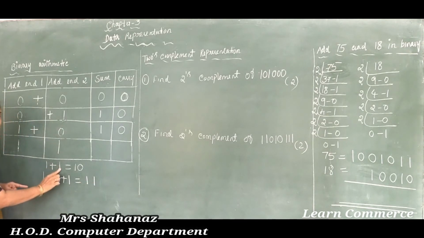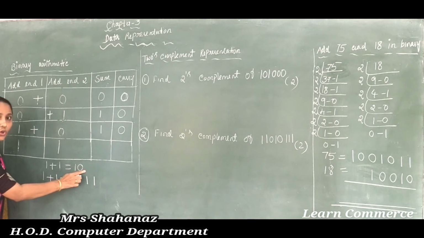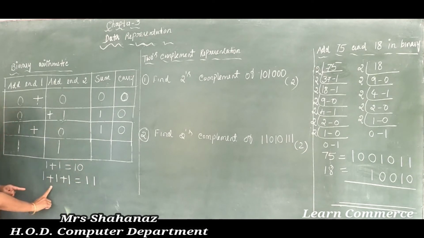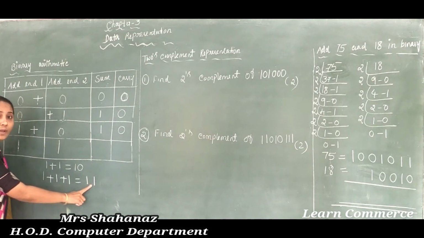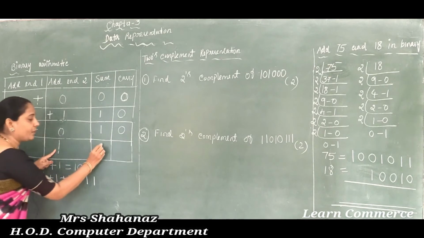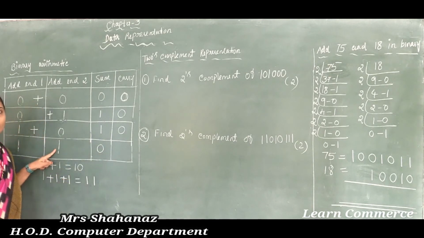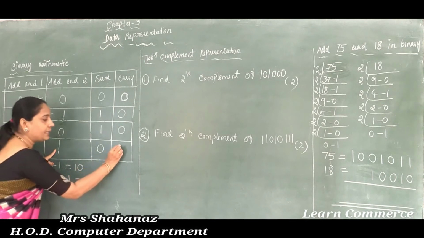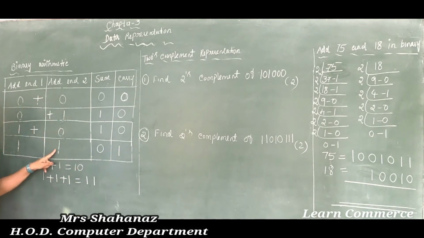When you go to do binary arithmetic calculation, 1 plus 1 is equal to 10 here, and also we can say that 1 plus 1 plus 1 is equal to 11. Now you have to add 1 plus 1, as we know that in our sum column we need to write 0. Correct? We need to write 0, and in our carry column we need to take 1.